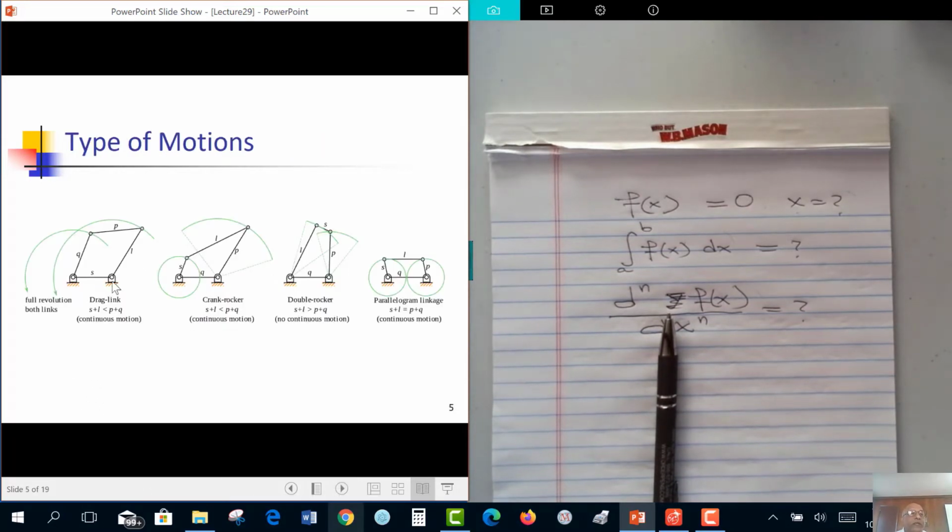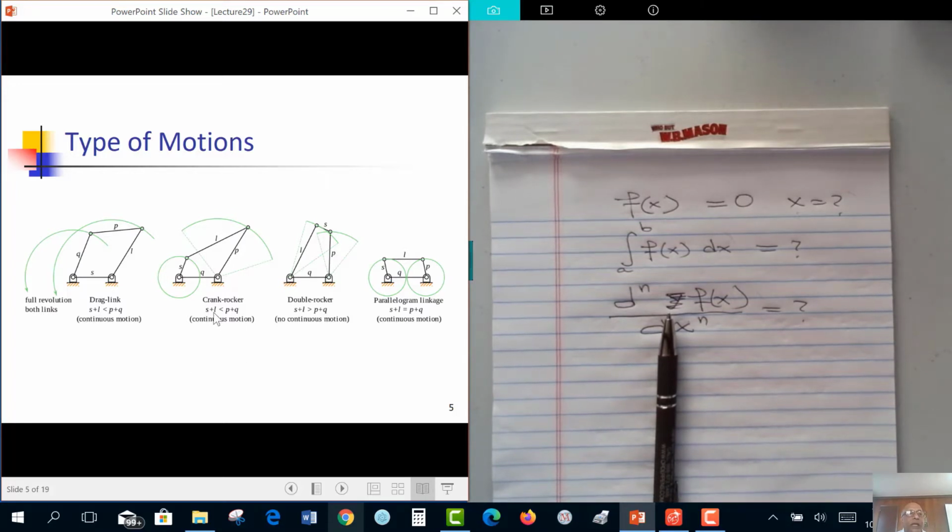So here are 4 major types. One is called the drag link. In the drag link, the lengths are such that S plus L is less than P plus Q. So in this case, this bar or this point rotates on a circular path with a radius of L, and this bar rotates in a circular path with a radius of Q. So both have continuous motion, full revolution for both links.